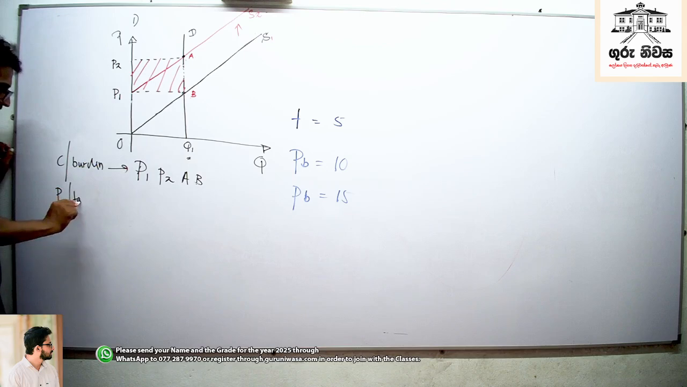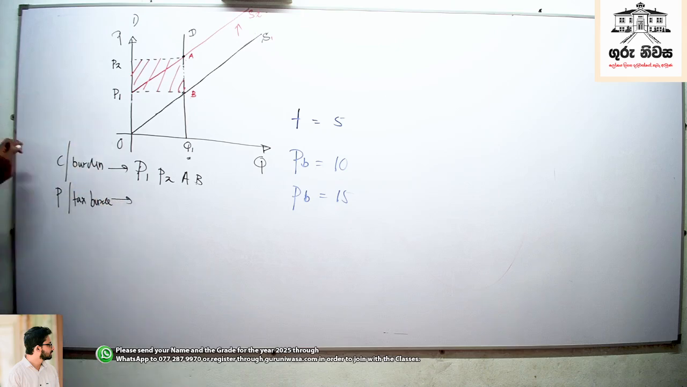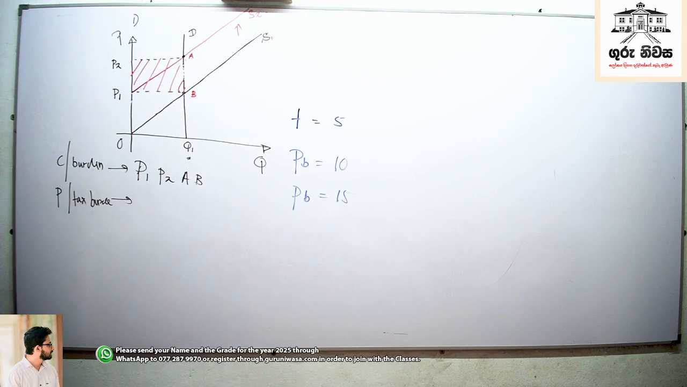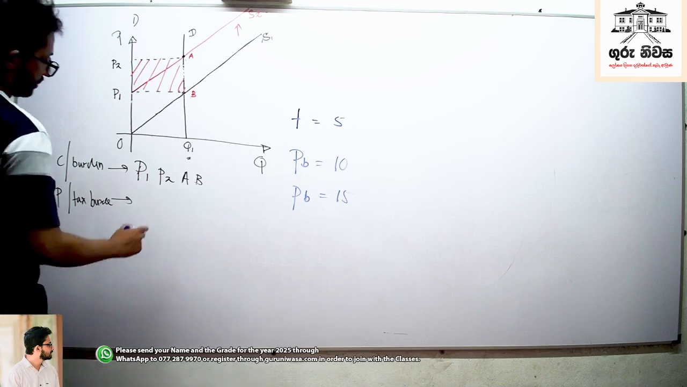Producer tax burden. Which area shows the producer tax burden? Hurry up. Are you not clear? Which area shows the producer tax burden? Which letters? Producer tax burden is 0. Yes, very good. Here the producer does not have a tax burden.